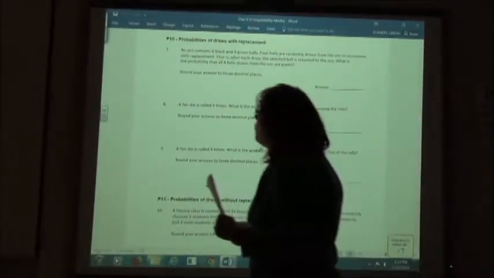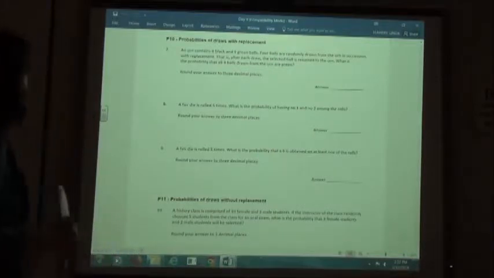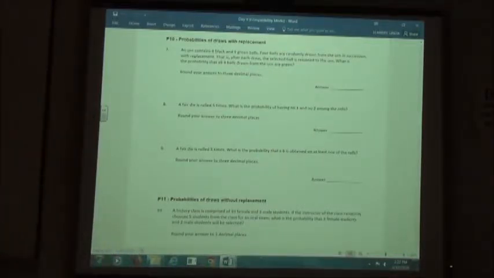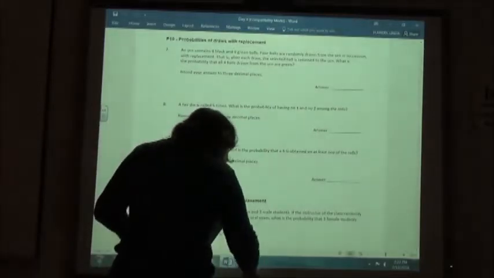Probabilities of draws with replacement. So once I draw it out, I'm going to put it back in, and the chance of drawing it again would be the same. So it says an urn contains 8 black and 9 green balls. 4 balls are randomly selected from the urn in succession with replacement. That is, after each draw, the selected ball will return to the urn. What is the probability that all 4 balls drawn from the urn are green?